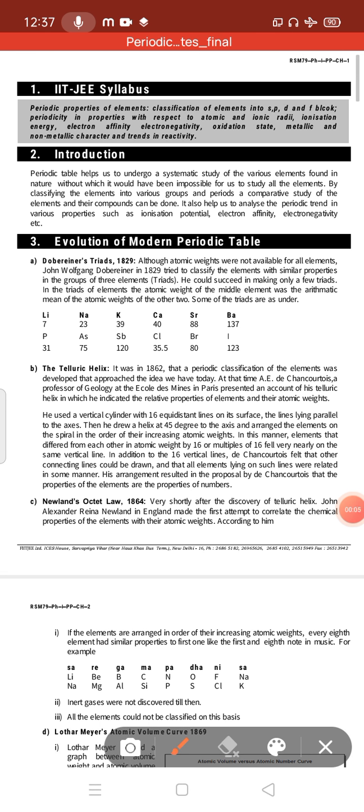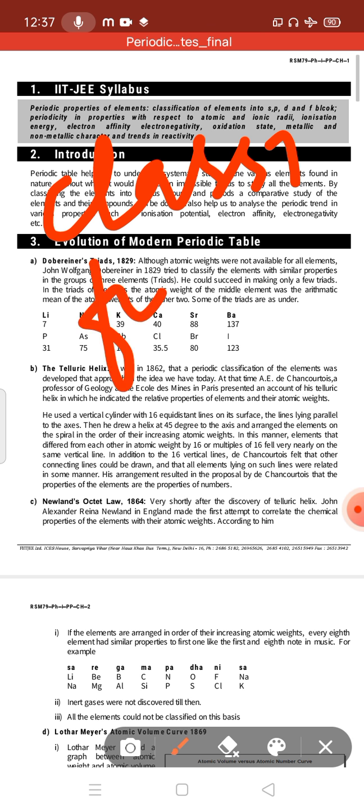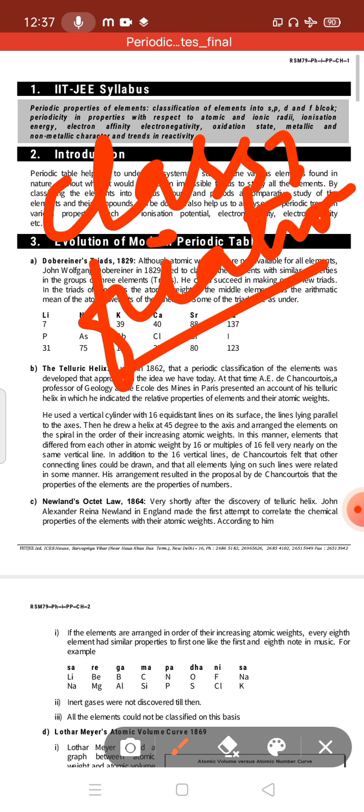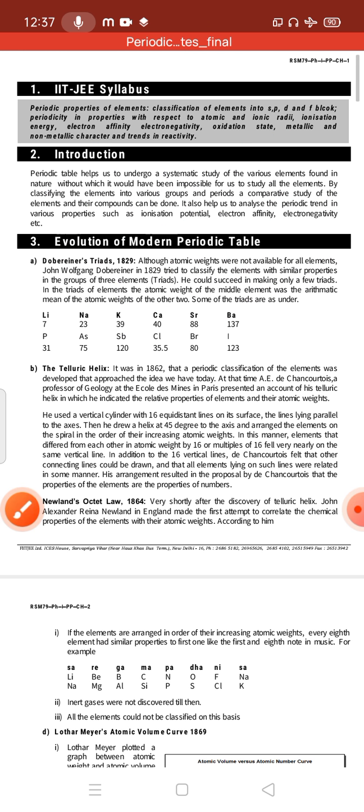Today I will explain the classification of elements. First of all, the term classification. What is the need of classification for anything? किसी भी चीज़ के लिए classification का meaning क्या होता है and what is the need for classification?